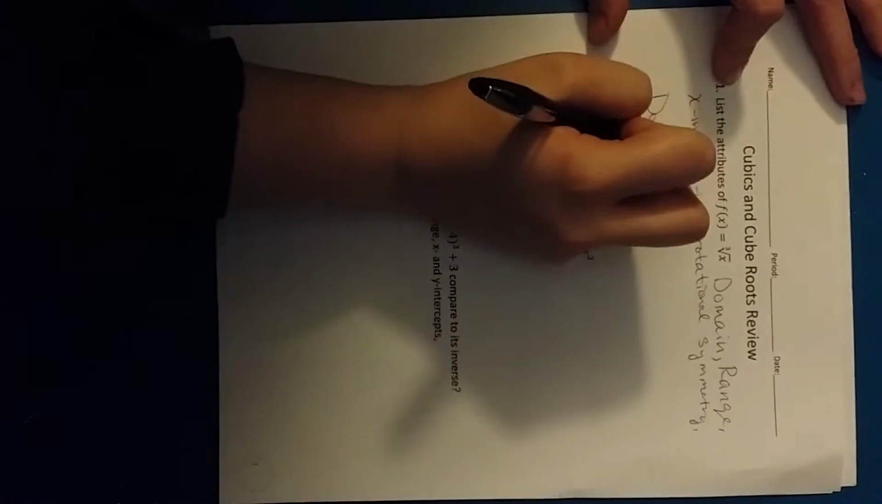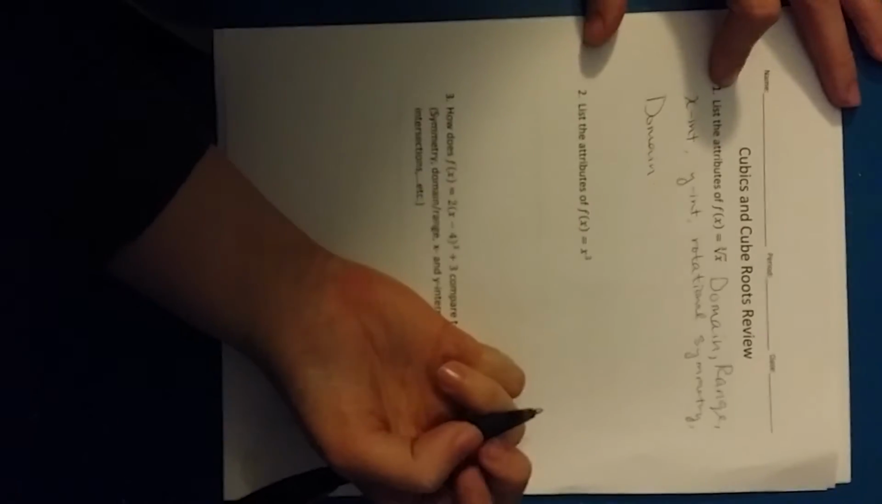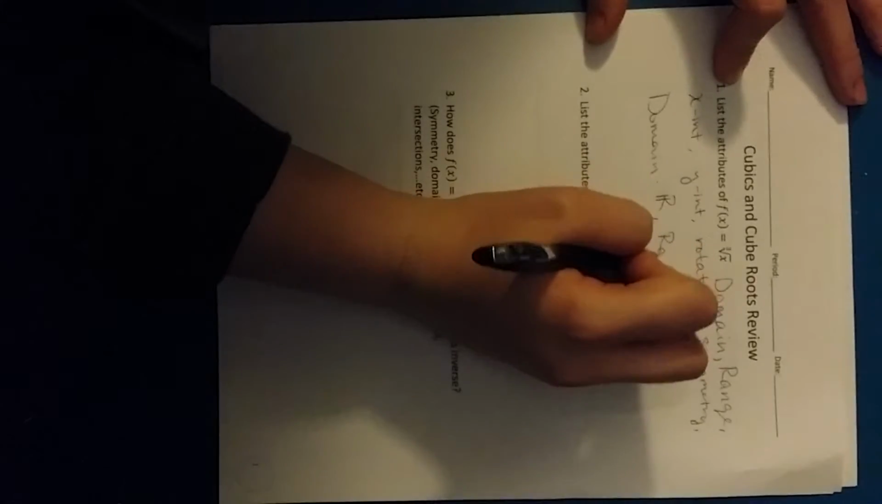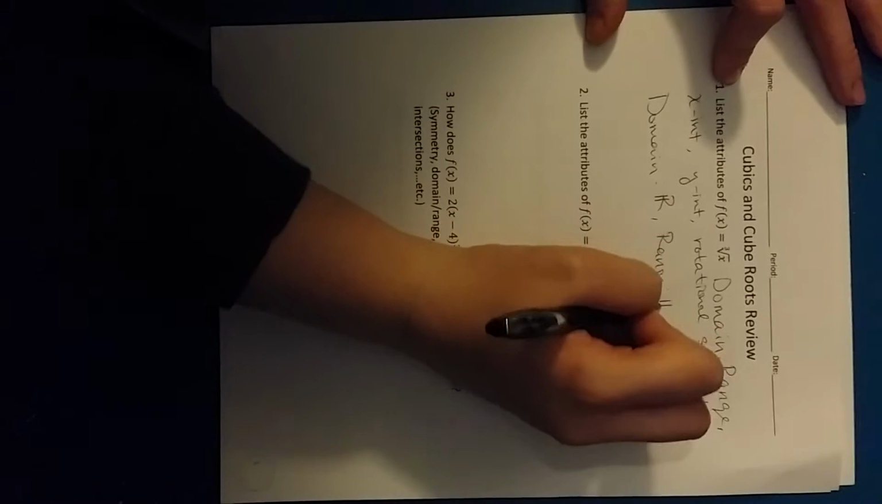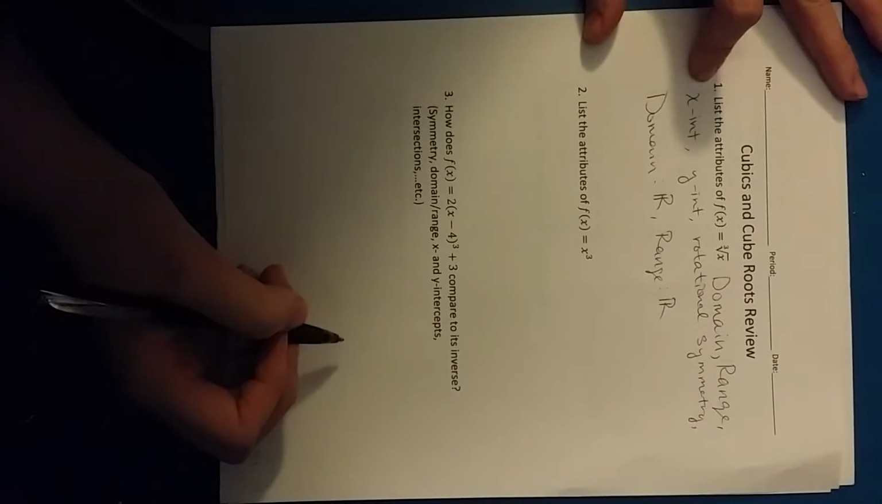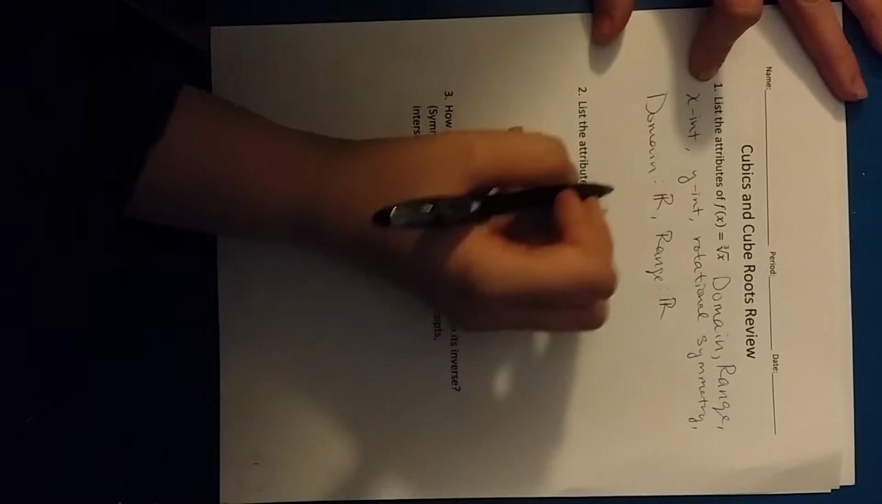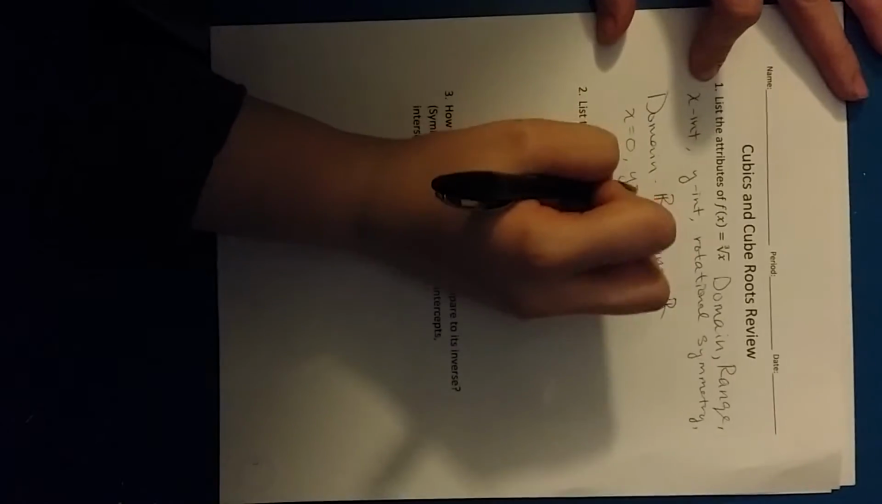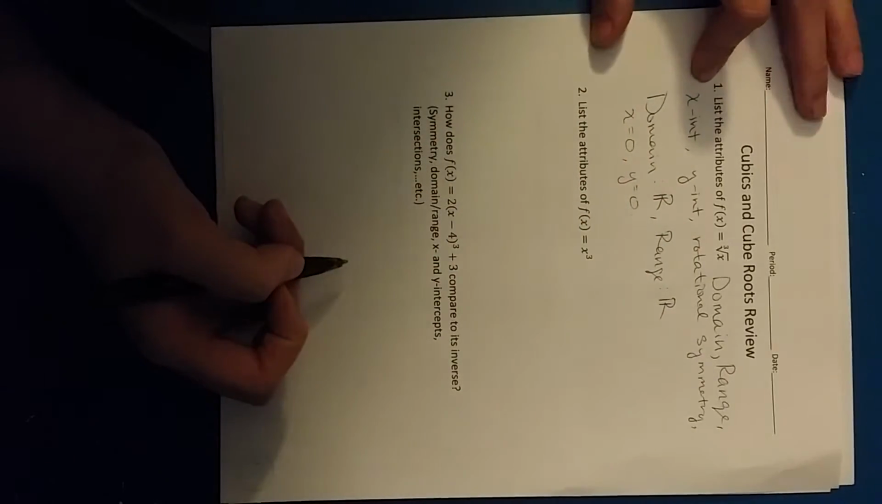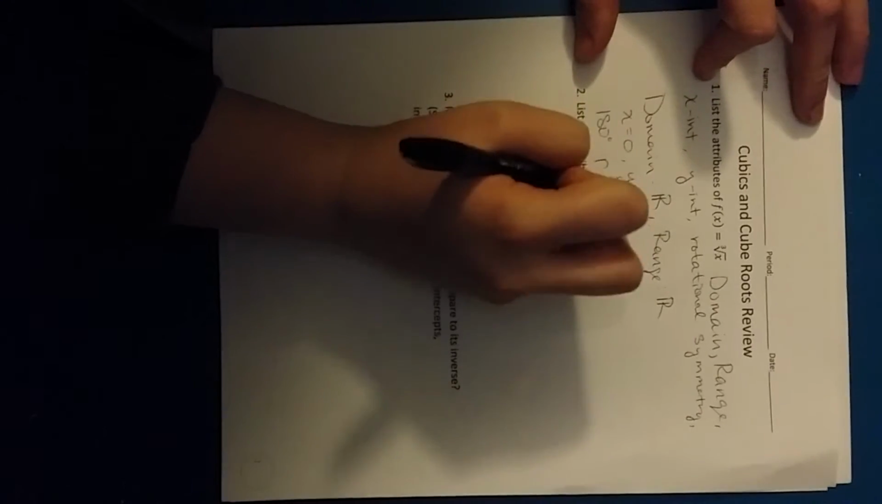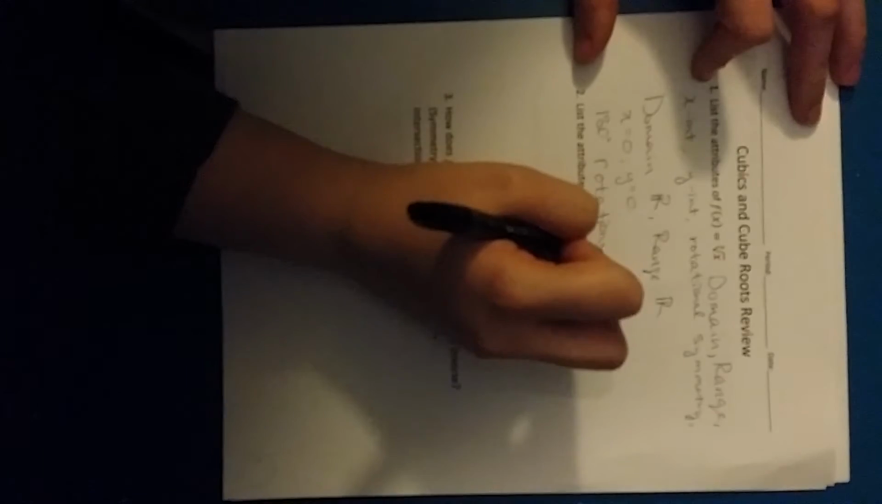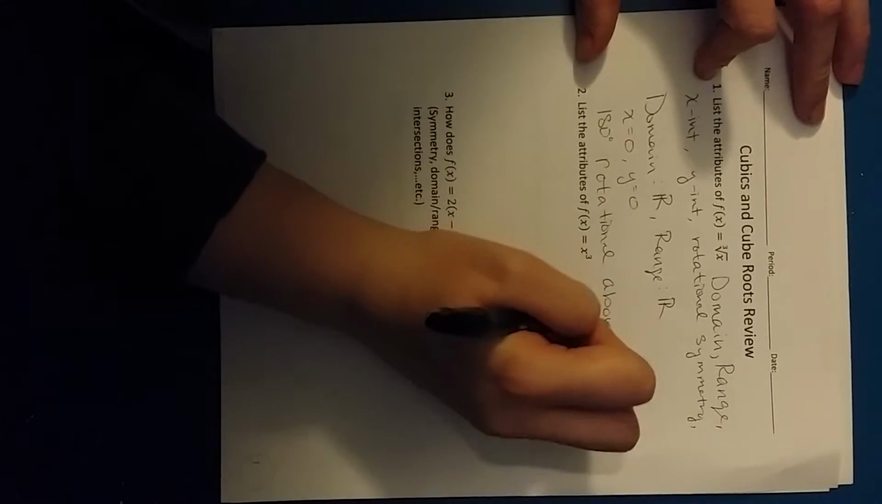so domain for all cube roots is all real numbers. The range is also all real numbers. The cube root goes to the origin, so both the x and the y-intercept is at 0. And the symmetry is 180-degree rotational symmetry about the origin.